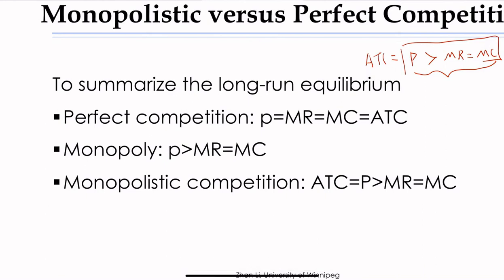And I would say it's important for you to understand these 3 results, because I think they really summarize what we have learned about perfect competition, monopoly, and monopolistic competition. So spend some time to play with these equalities and inequalities to try to understand why you have these equalities and why you have these inequalities.